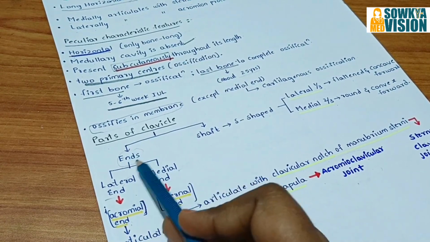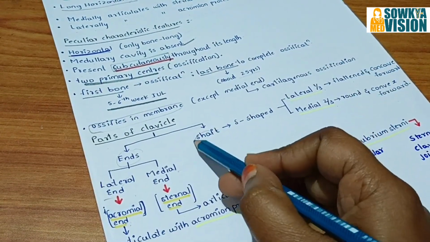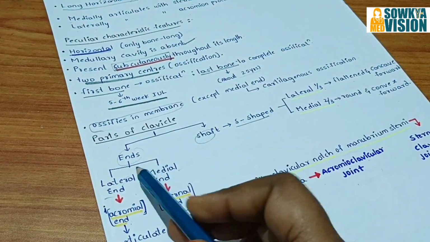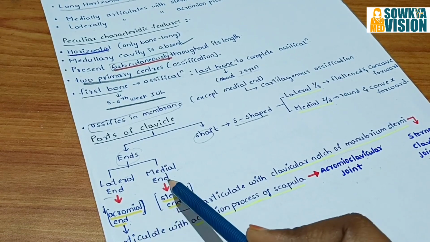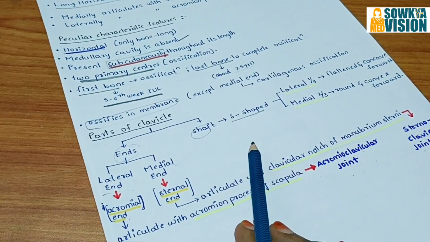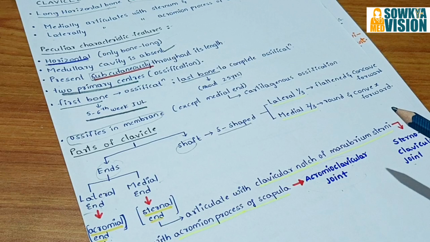Now, it has 2 ends, as we said, lateral end and medial end, and a shaft. Yes, it is S-shaped. The lateral end is known as acromial end, whereas the medial end is known as sternal end. The sternal end articulates with the clavicular notch of manubrium sterni.